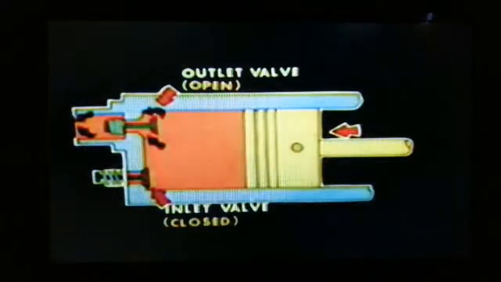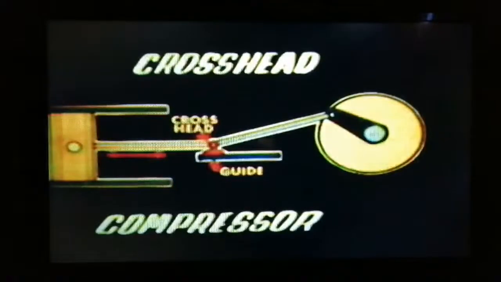When the cylinder has been filled with air, the piston moves back to the left. The inlet valve will close and the air trapped in the cylinder will then be compressed. The outlet valve opens. This completes our cycle of the compressor. A mechanical device called a crosshead is frequently used to convert the rotating energy of a motor to linear or reciprocating motion. The crosshead compressor is quite common in power plants.